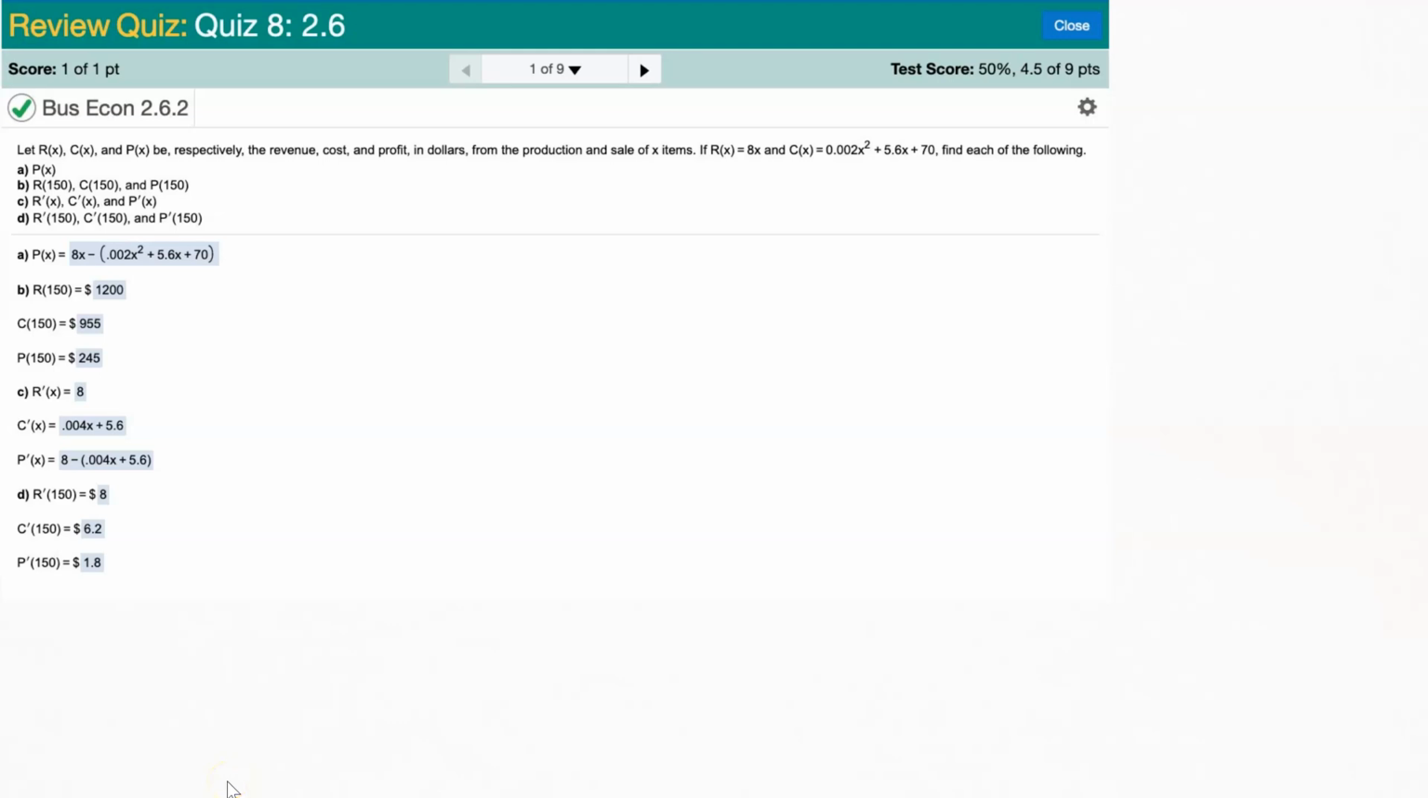Question one has a lot of parts, but there's not a lot of real difficult math going on here. The first thing they want us to do on part A is just create a profit equation. So, reminding ourselves of the profit equation.